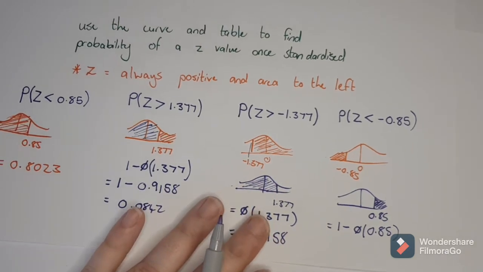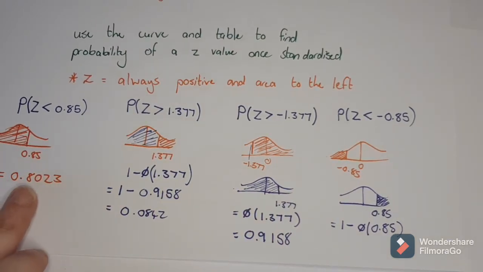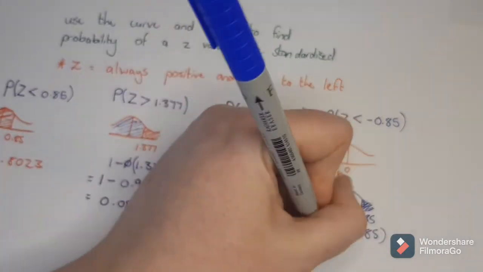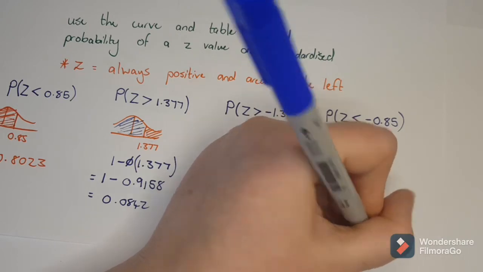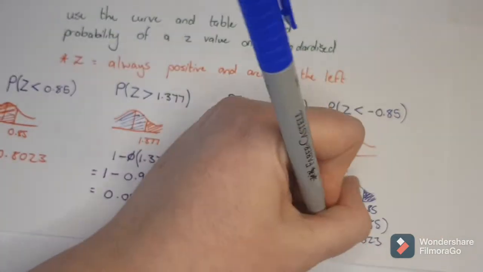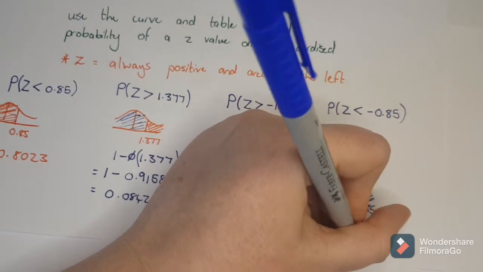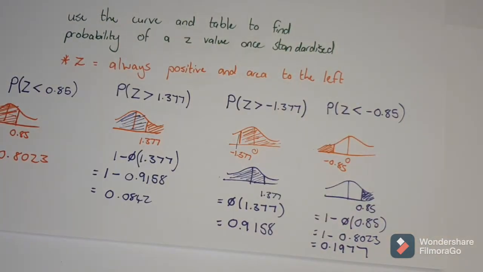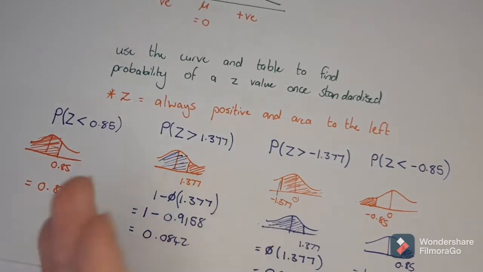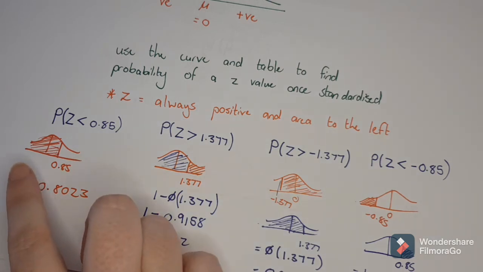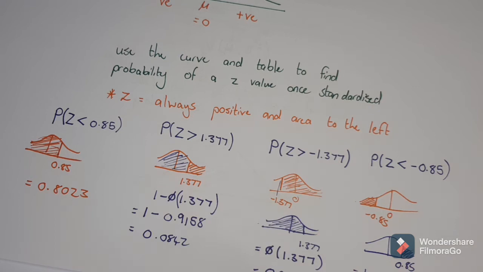So I've already looked up 0.85 and I found it's 0.8023. So I'm going to say 1 minus my 0.8023 to get my final answer of 0.1977. So you've always just got to look at: do I want less than, greater than, is it positive or is it negative? And then you're always going to do the same thing with the curves of either 1 minus or just reading it off the curve that you want.